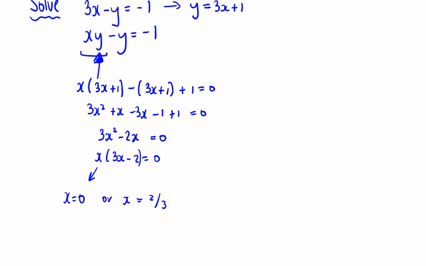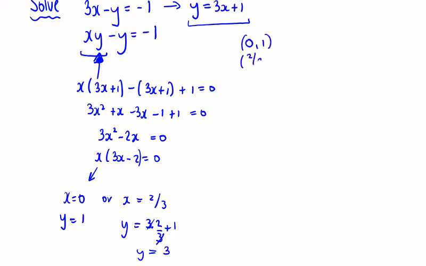And y is equal to 3x plus 1. So y would be equal to 3 times 0 plus 1, which is 1, or y is equal to 3 times 2 over 3 plus 1, so y will be equal to 3. So my two values are, when x is 0, y is 1. And when x is 2 over 3, y is 3.